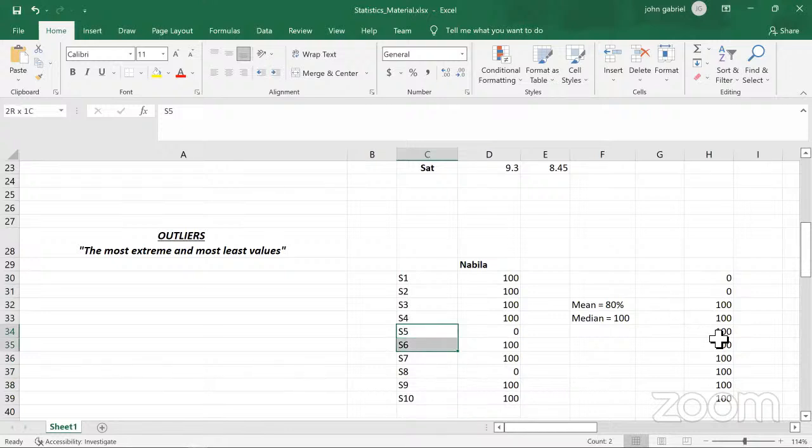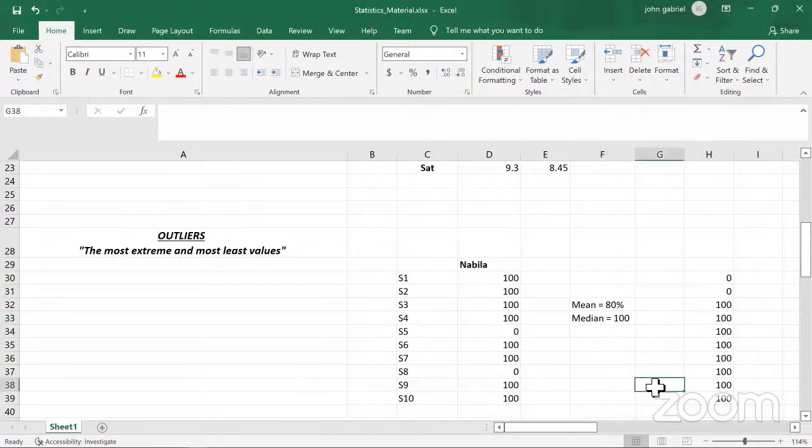What are the middle two numbers here? After step number 1, which is to arrange your data in ascending or descending order, here I arranged in ascending order. Now the middle two values are 100 and 100. So 100 plus 100 divided by 2 gives the median, 100 percent.